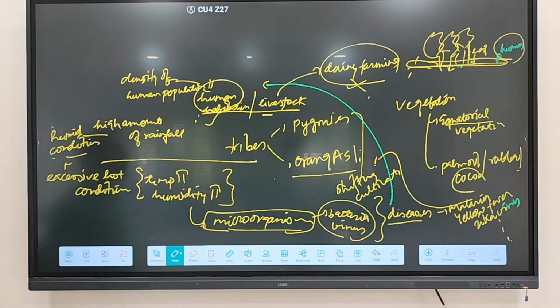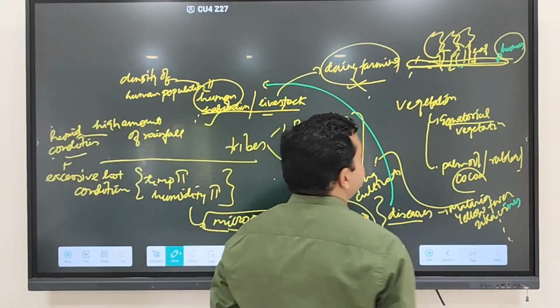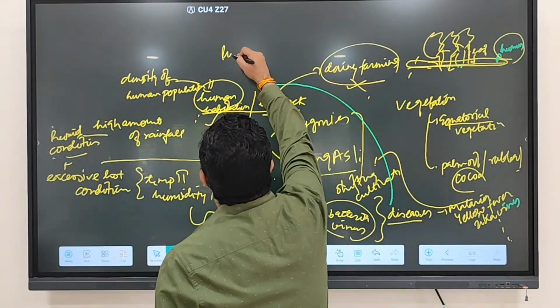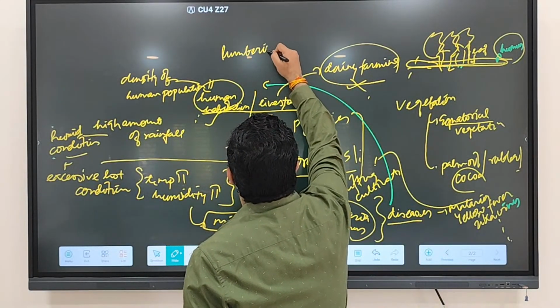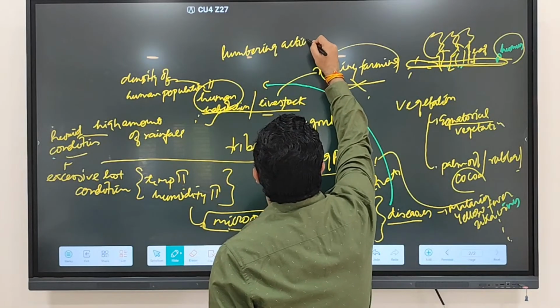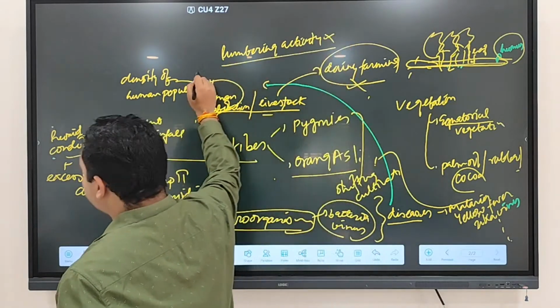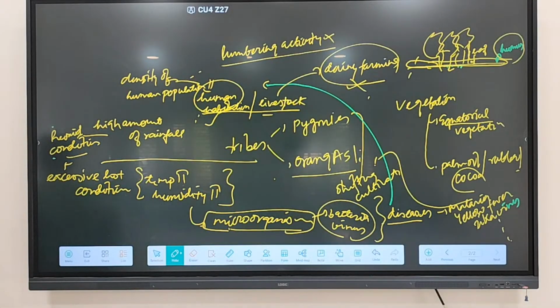Another important thing that you see is lumbering activity is not very dominating in this region. What is lumbering activity? Lumbering activity is cutting down of trees for timber and other purposes. When you cut down the trees for timber and other purposes, it is called a lumbering activity. It is not very dominating. Why? Why is it not very dominating?